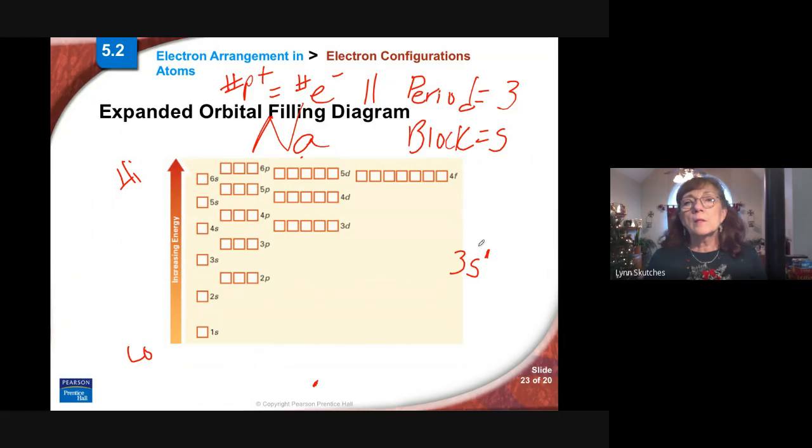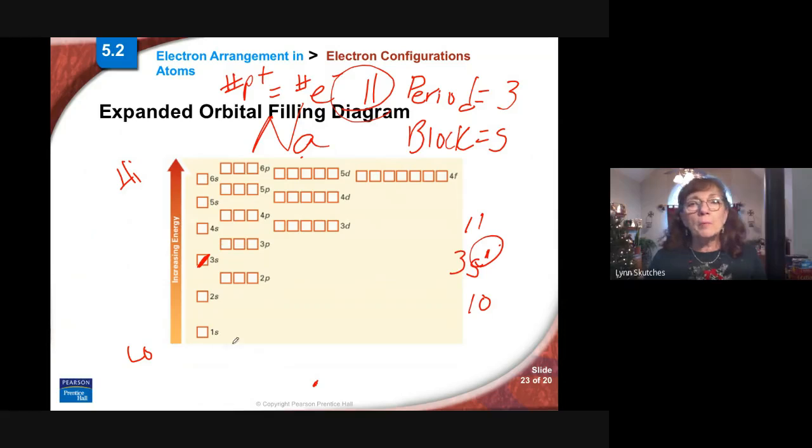Okay? These numbers are not exponents. They're in the position of an exponent, but they're not exponents. Okay? They're a count of the electrons. So sodium has 11 electrons. One of them is up here. That means there's 10 more electrons that need a home.